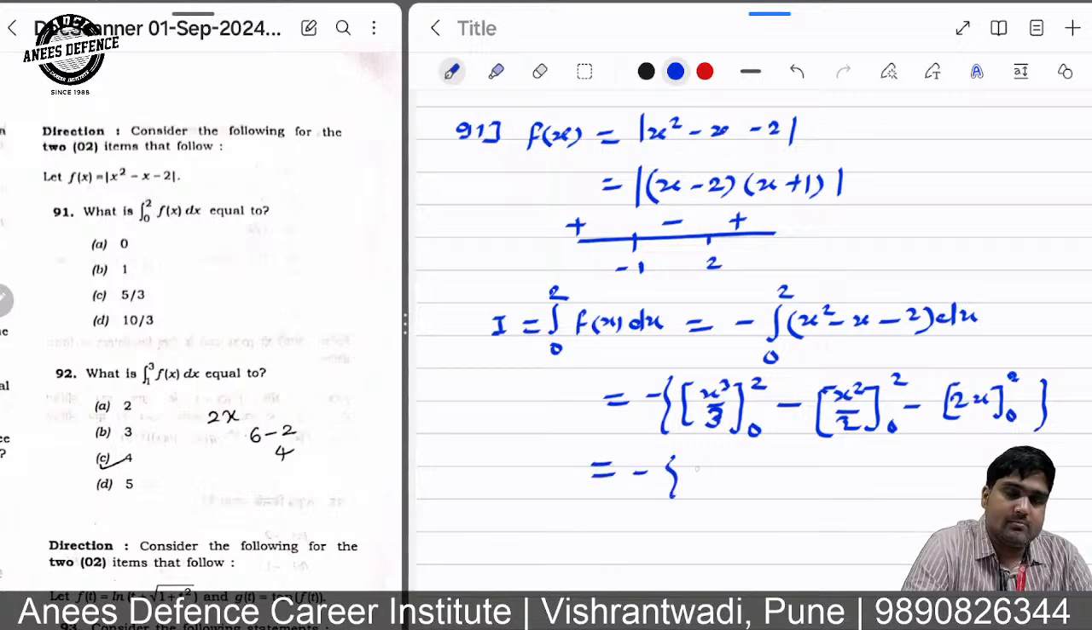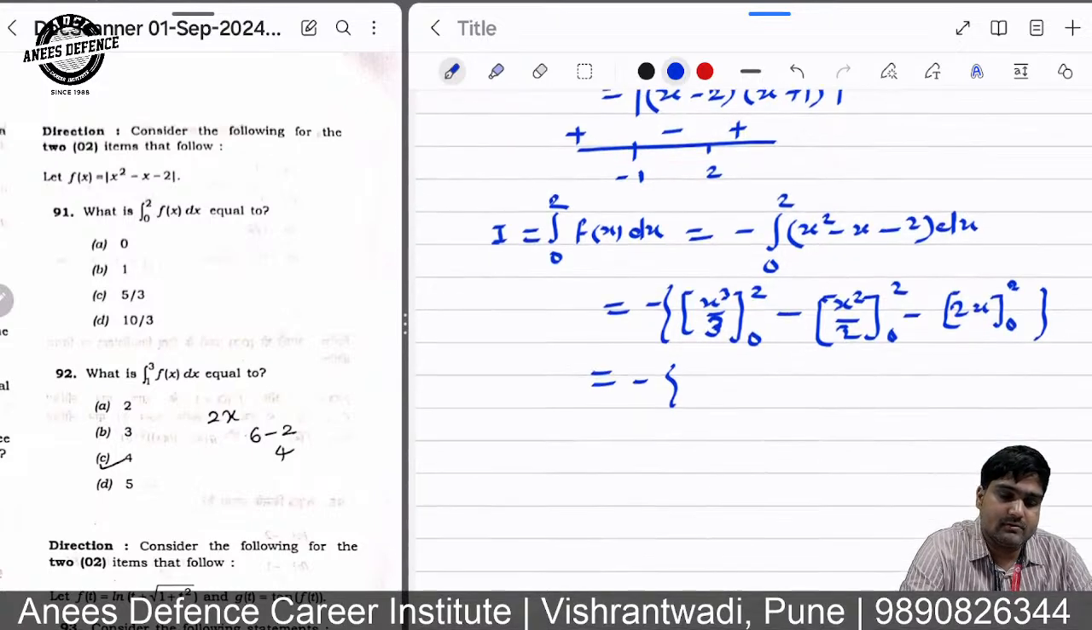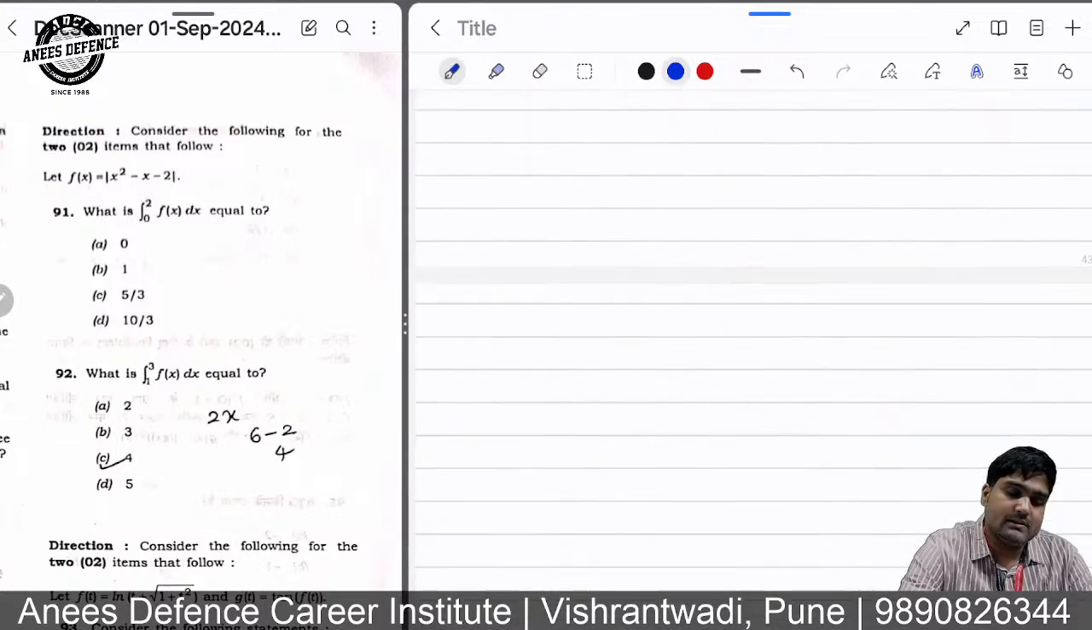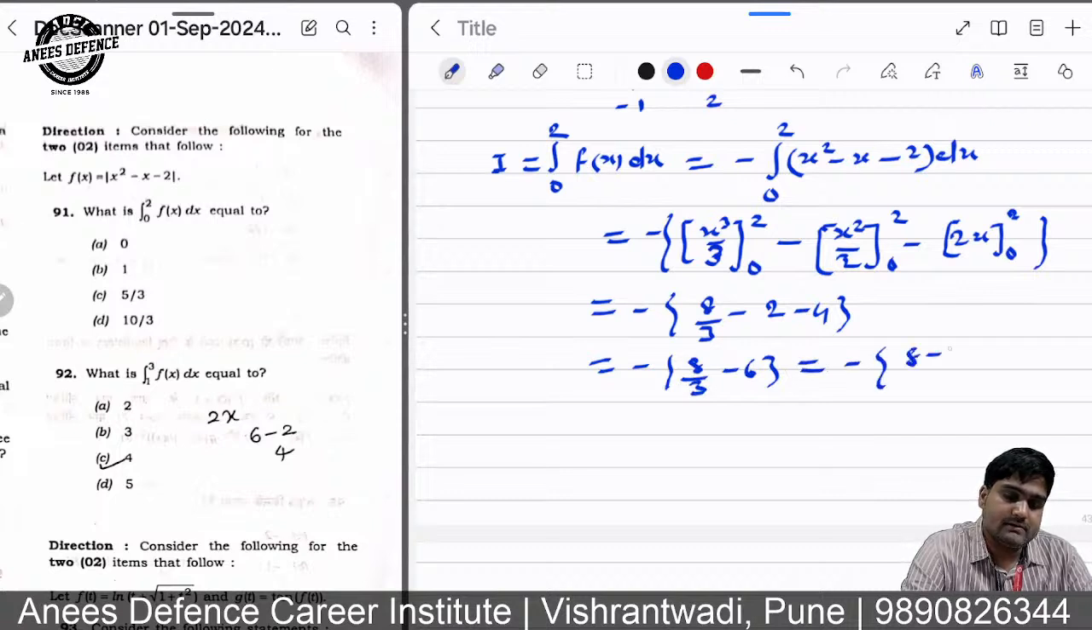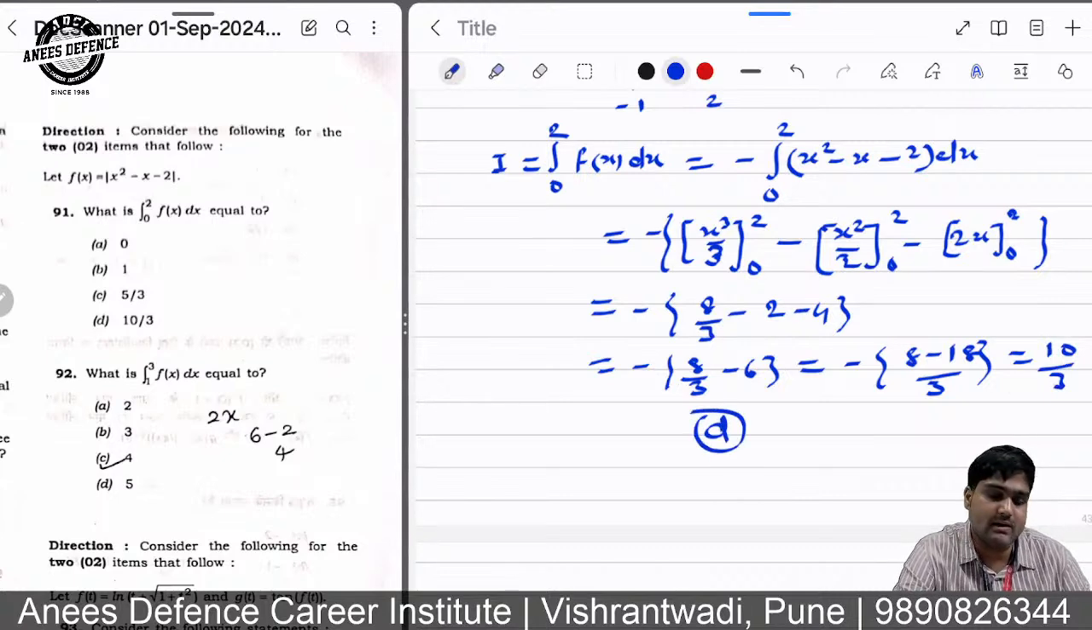Now put in the upper limit and lower limit. Putting the upper limit in this integral, 2 cubed is 8, so 8 by 3 minus 4 by 2, which is 2, and minus 4. So it's 8 by 3 minus 6, which is 8 minus 18 by 3, that is minus 10 by 3. The outside sign is minus, so it gives the result 10 upon 3. So option D is the correct answer for question number 91.